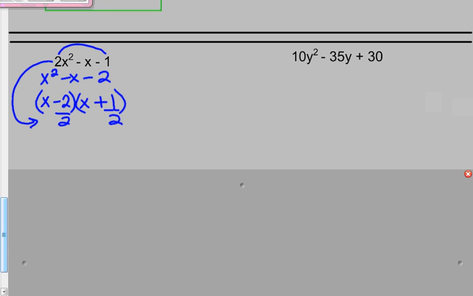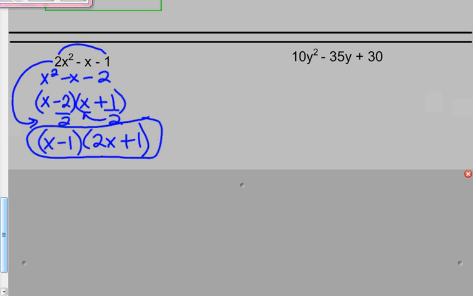2 divided by 2 is 1, so it simplifies to just x minus 1. And then 1 over 2 won't simplify any further, so we'll bring this 2 in front of the x, and it's 2x plus 1. The numerator will stay there. And there's our answer. You can always do FOIL, again, to go back and check to make sure you did them right.